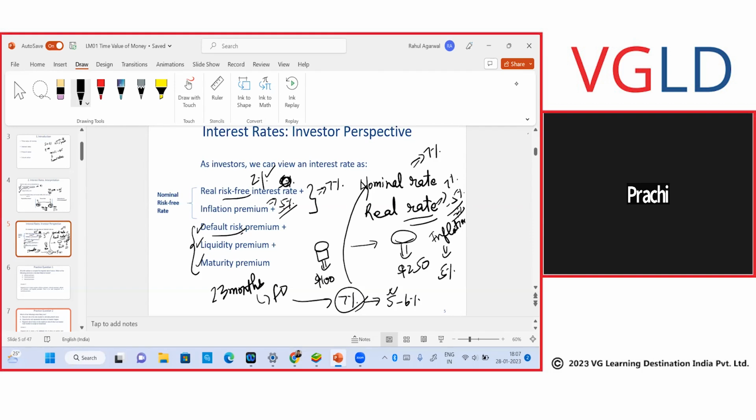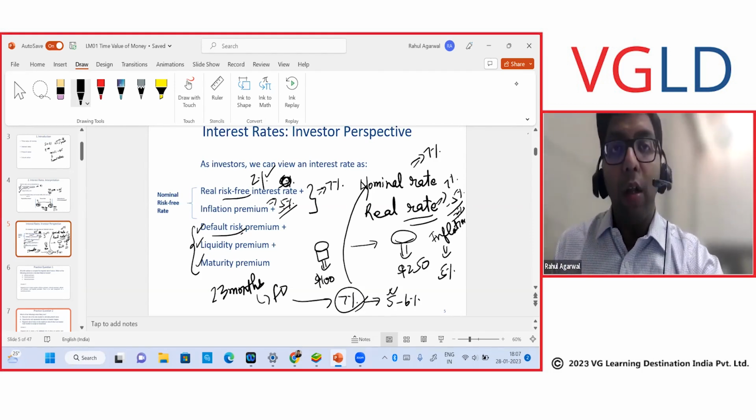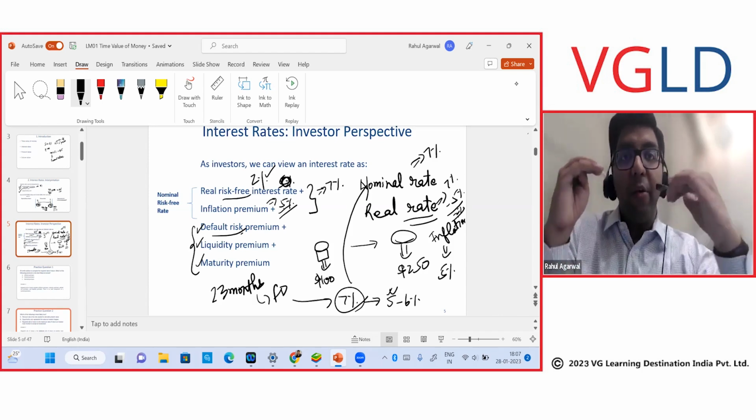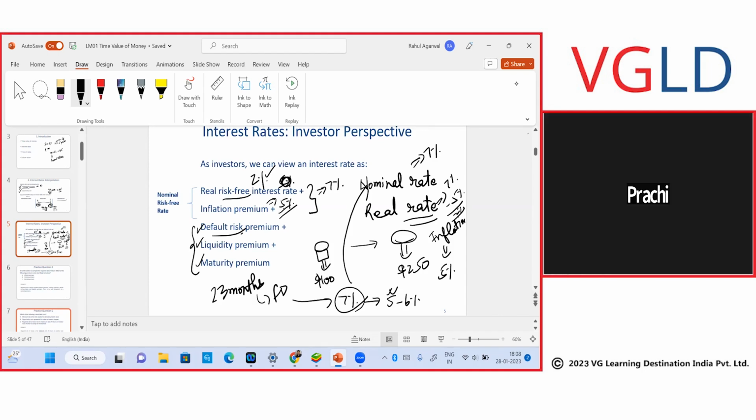Better. See, you are right, because this comes intuitively. The longer the period you lend, the risk is more. Why? What happens in 10 years, I don't know. What happens in 1 year also, I don't know. But if I'm lending money to Reliance for 1 year, I know in 1 year no major changes can happen in the company.